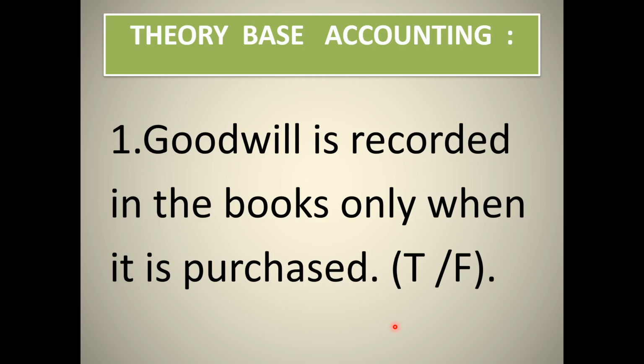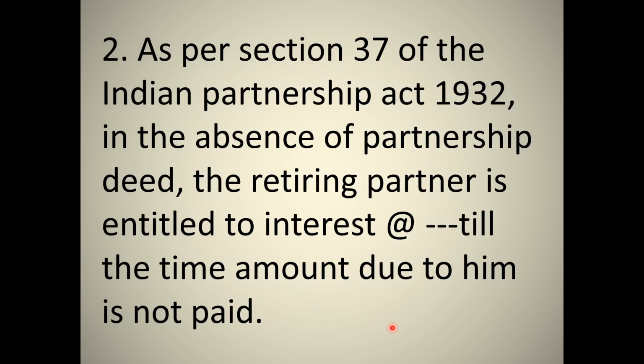There are two types of goodwill. One is self-generated goodwill, another is purchased goodwill. When it is self-generated goodwill, as per Accounting Standard 26, no self-generated goodwill will appear in the balance sheet. But when it is purchased goodwill, that time you have to show it in the balance sheet. So as per the rule, Accounting Standard 26, this statement is true or correct. Now we'll come to the next question.